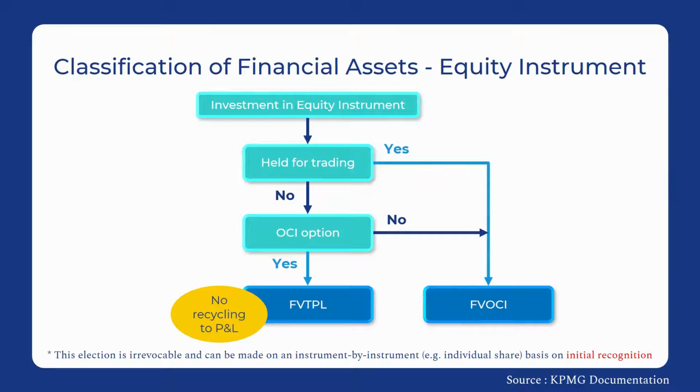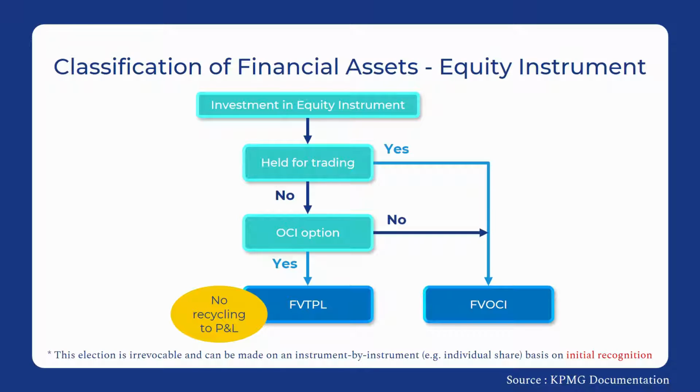Next is the financial assets in the form of equity instruments. In classifying equity instruments, there are several assessments that must be made. For example, the investor purchases shares on the stock exchange. What we should assess first is whether he held it for trading purposes or not. If it is, then it will be directly measured at fair value through profit or loss.